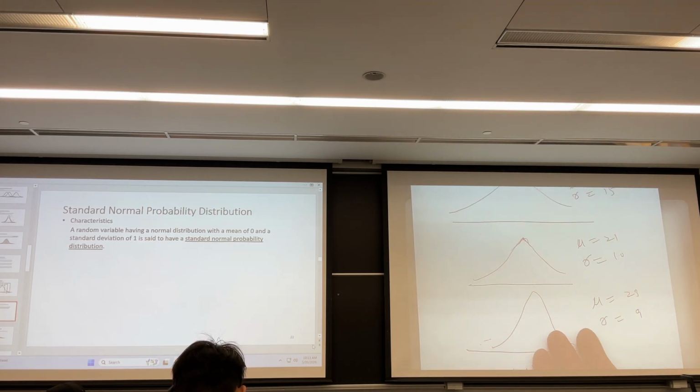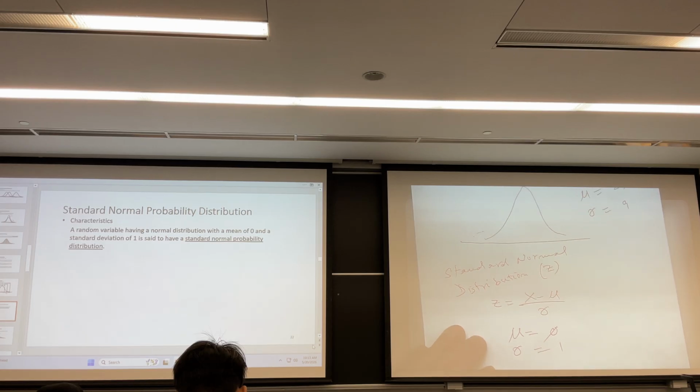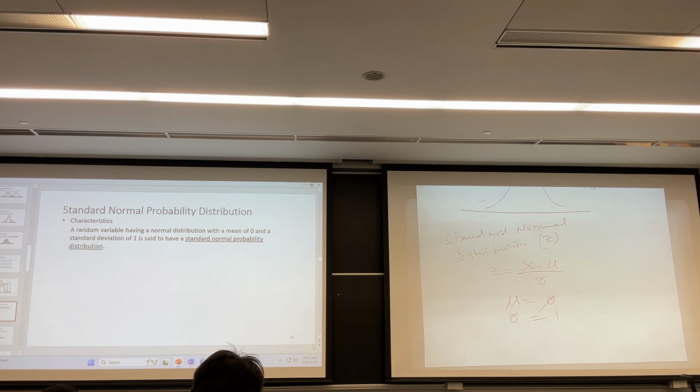All these three, in terms of Z distribution, will have the same mean and the same standard deviation, which is 0 and 1. Mean will be 0 and the standard deviation is going to be equal to 1. Now, the benefit of this is that by doing this conversion, we can answer many questions.